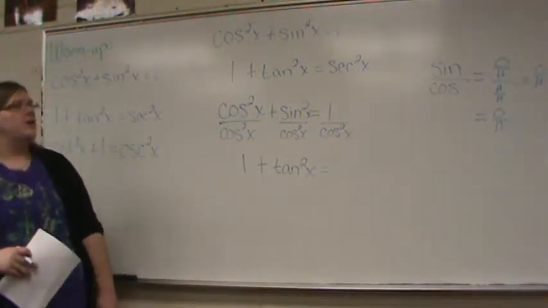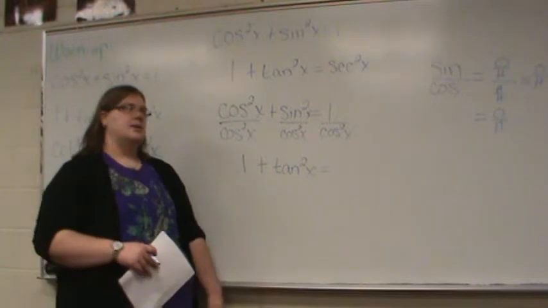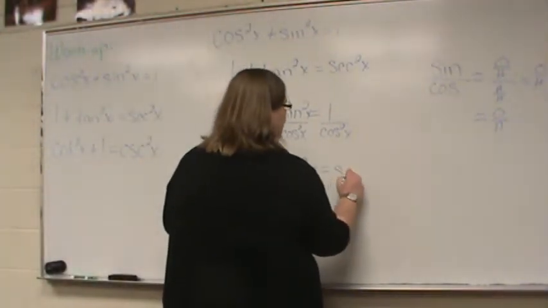Alright, and then what's our 1 over cosine squared x? Secant squared x, because 1 over cosine is secant, which gives us our secant squared x.